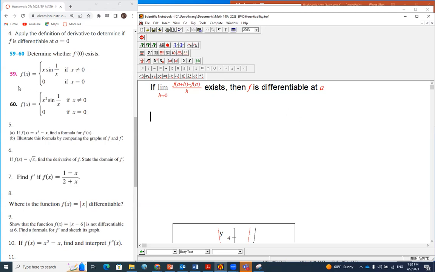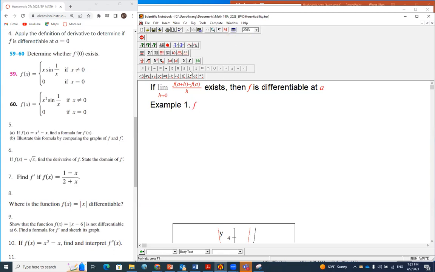Now, when we look at number 4, there are 2 questions in this number 4. They ask us to determine whether f is differentiable at 0. So what is our tool? Our tool is the definition. I'm going to take this as example number 1.